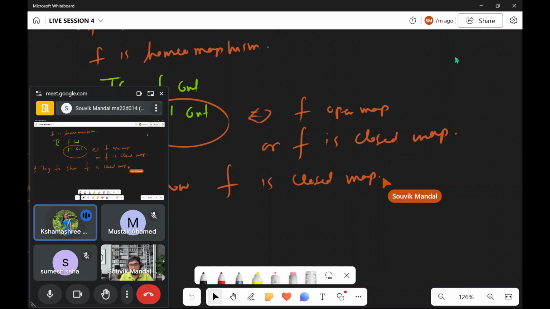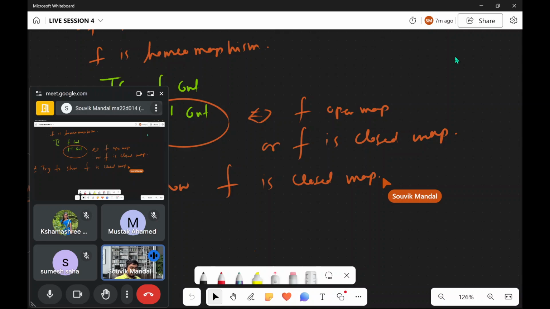Given f from X to Y is a continuous bijection, and X is compact, this implies f of X is compact by the previous result. Correct. Now f of X is compact, Y is Hausdorff, and f of X is a subspace of Y, which implies f of X is closed. Correct. Right. Very good.